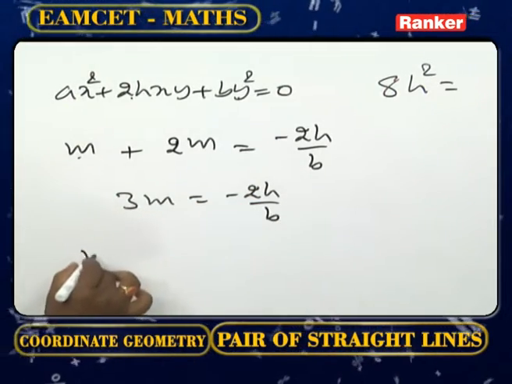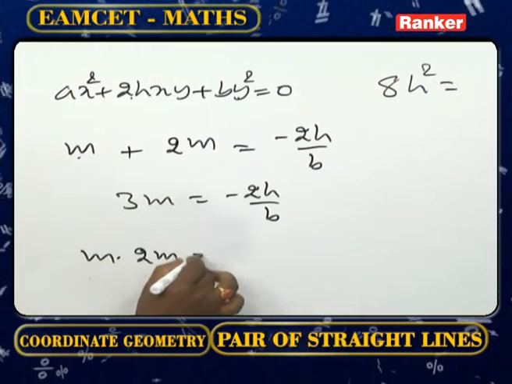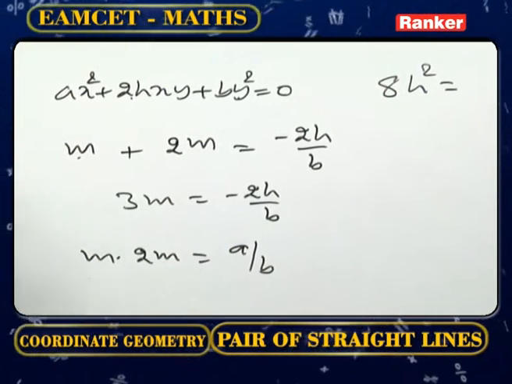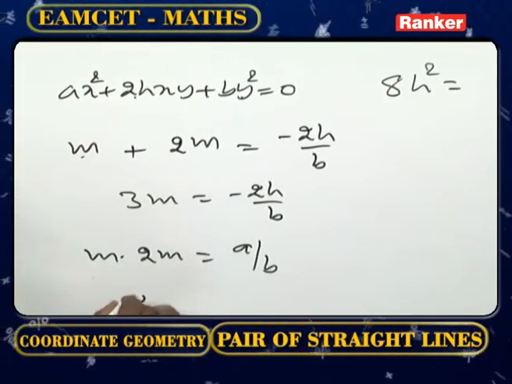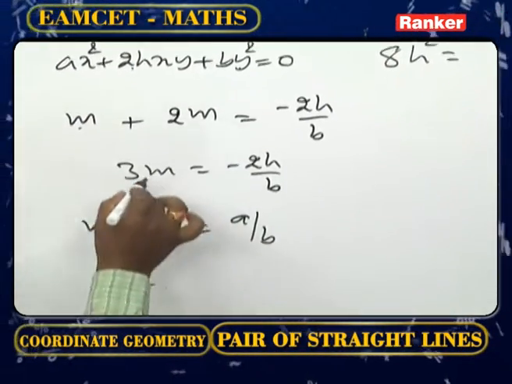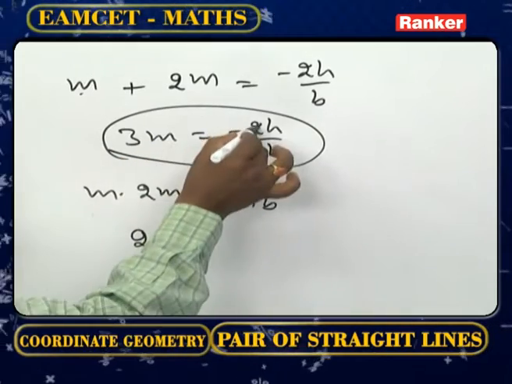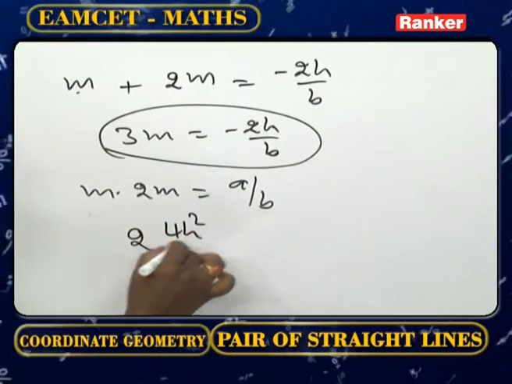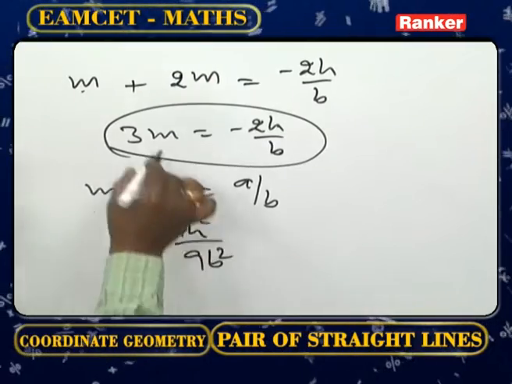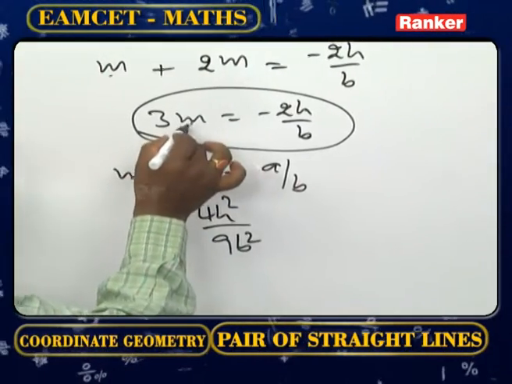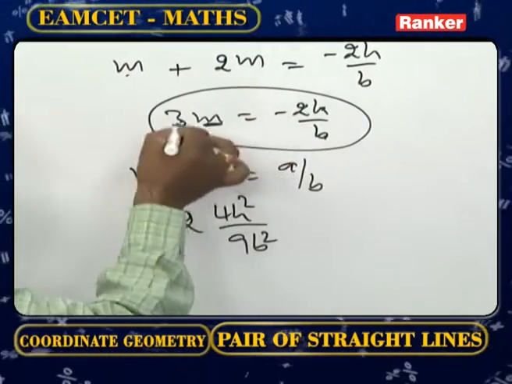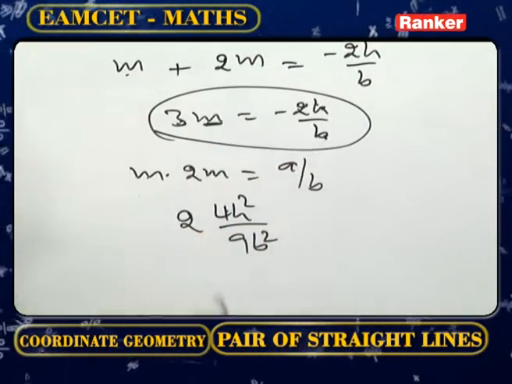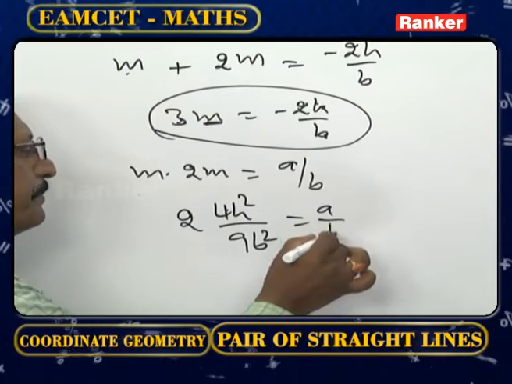Similarly, product of slopes m into 2m equals a by b. Now, 2m square equals a by b, but the value of m from this equation, m equals minus 2h by 3b. By substituting, m square equals 4h square by 9b square, that equals a by b.